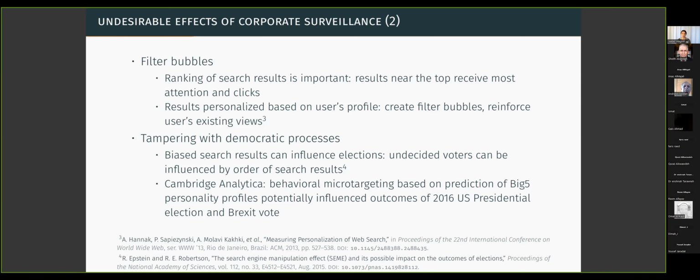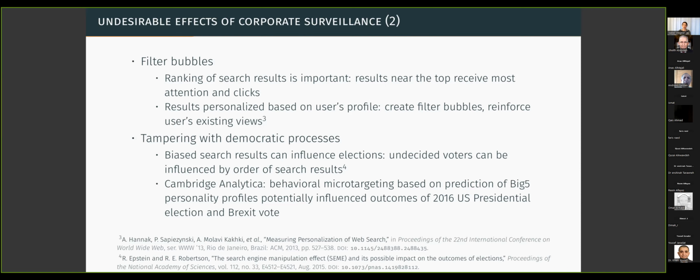And then, of course, we have seen in the news with the Cambridge Analytica scandal that essentially micro-targeting of political ads can also influence democratic processes. So in that specific case, the thinking is that the Cambridge Analytica data helped influence the outcomes of a US presidential election and also of the Brexit vote in Europe.